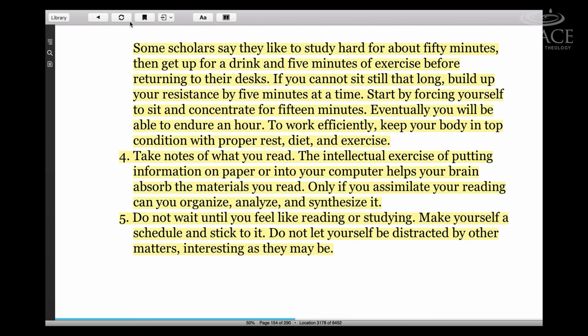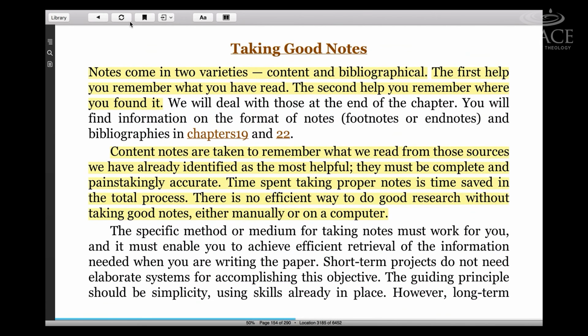You got to take notes. That forces you to think as you read. So remember, Turabian says, write as you read. And don't wait till you feel like doing it. Stick to a schedule, because you will often not feel like it.